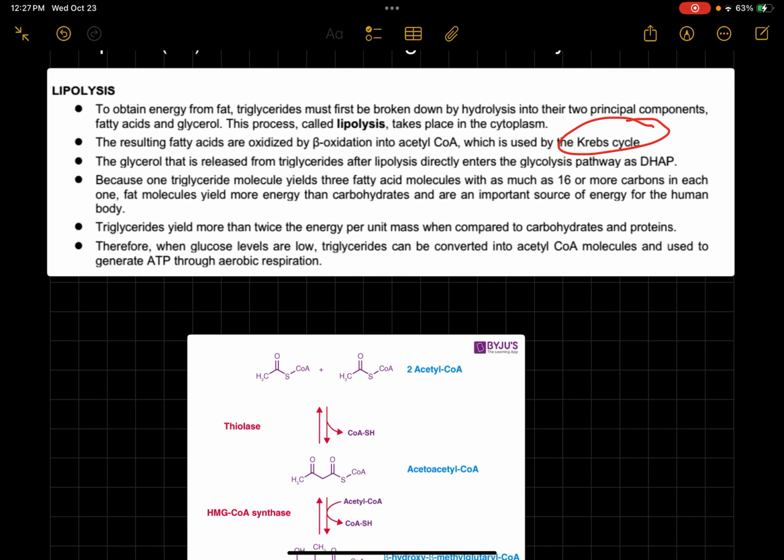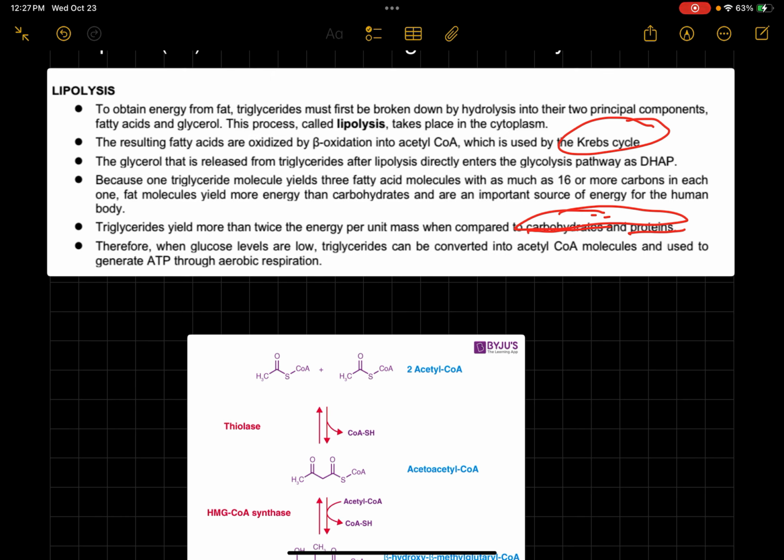Because one triglyceride molecule yields 3 fatty acid molecules with as much as 16 or more carbons in each one. Fat molecules yield more energy than carbohydrates and are an important source of energy for the human body. Triglyceride yield more than twice the energy per unit mass when compared to carbohydrates and protein. Pero ang unahon nga i-breakdown sa lawas ta is always the carbohydrates and protein because dasig siya ma-disperse. However, if our triglyceride, medyo dugay siya ma-breakdown.